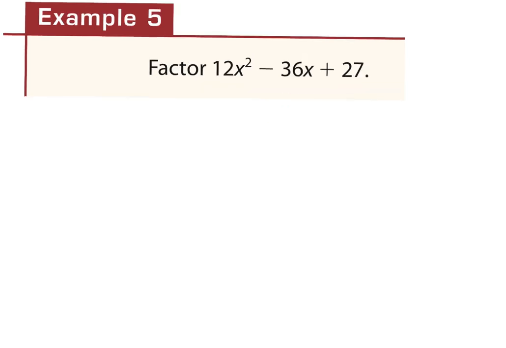What do I need to do here before I do anything else? First step in factoring is to look for what? Greatest common factor. Do 12, 36, and 27 have anything in common? They have a 3 in common, so I'm going to take that 3 out first. 12 divided by 3 is 4x squared. Negative 36 gives negative 12. Positive 27 gives positive 9. Now I have a trinomial.